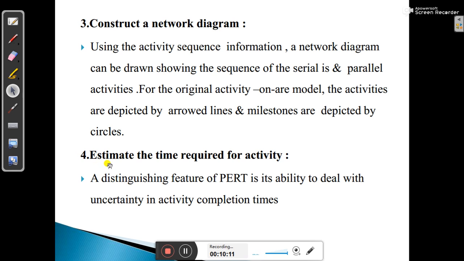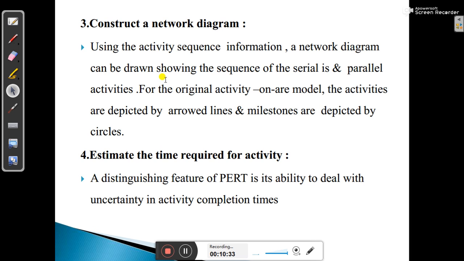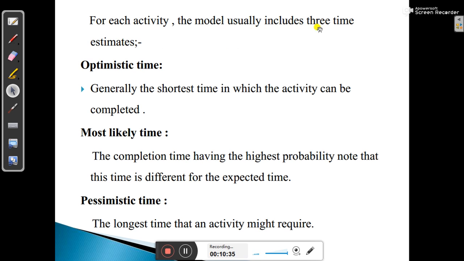In the fourth stage, estimate the time required for activity. You need to estimate the time required for each activity. That might be your guessing time initially. A distinguishing feature of PERT is its ability to deal with uncertainty in event completion times, in activity completion times. So for each activity, the model usually includes three time estimates.